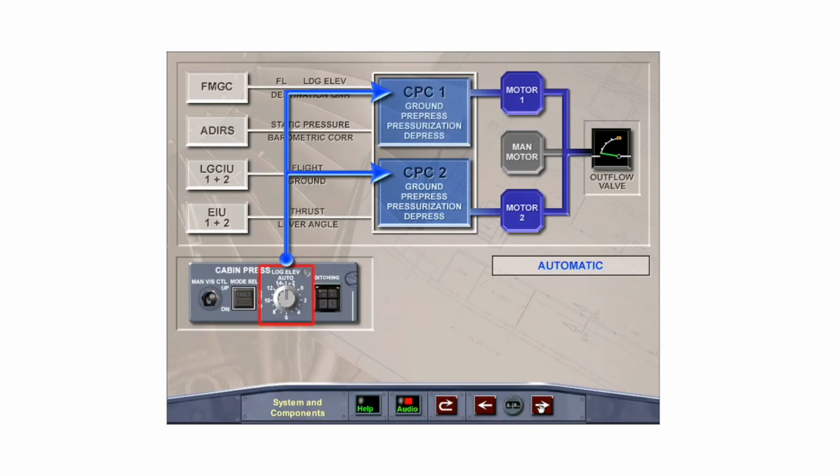In the normal automatic mode, the crew only has to monitor the operation of the pressurization system as pressure in the cabin follows set external schedules. If data from the FMGC is not available, the system can be operated in the semi-automatic mode by manually setting the landing field elevation using the landing elevation selector.